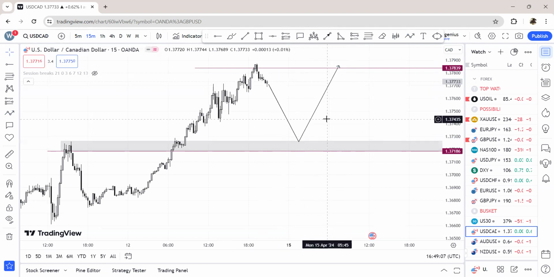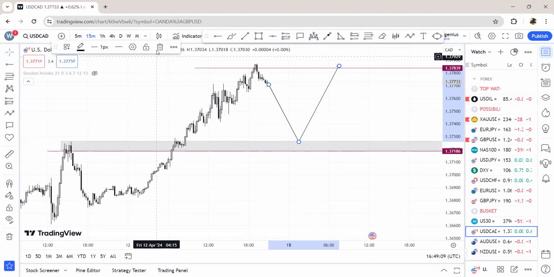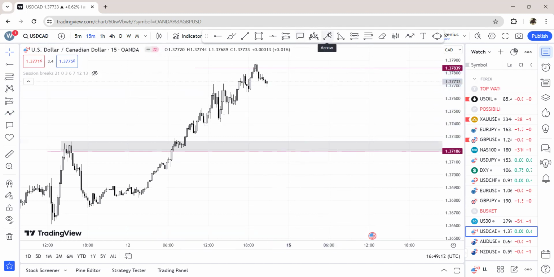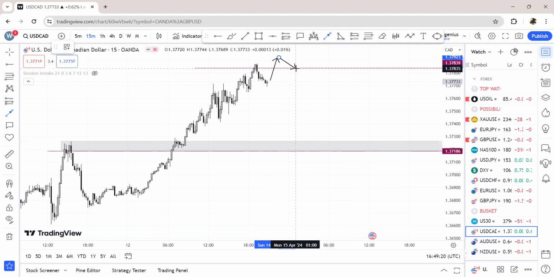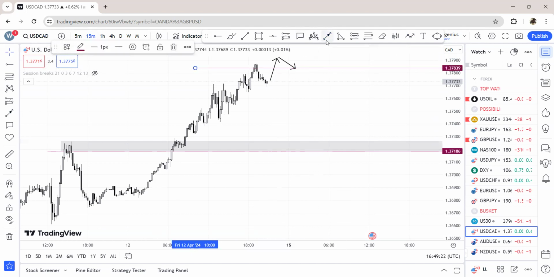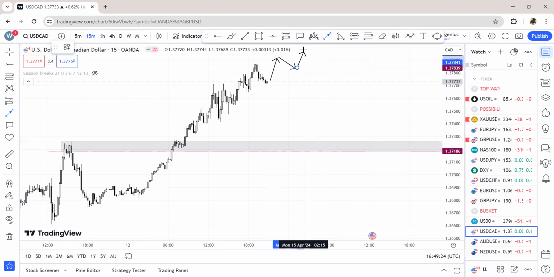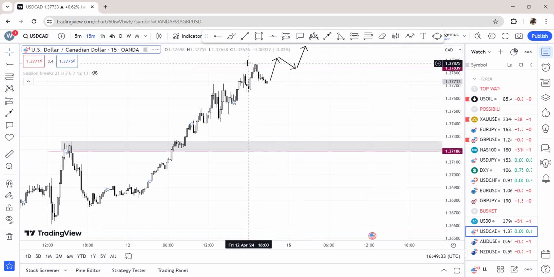If the market doesn't do what I've said, it can decide to just go straight, break this level, and then come back for a retracement, and then continue going to the upside. That's also another possibility, though the most likely is the market has to come down to that level.